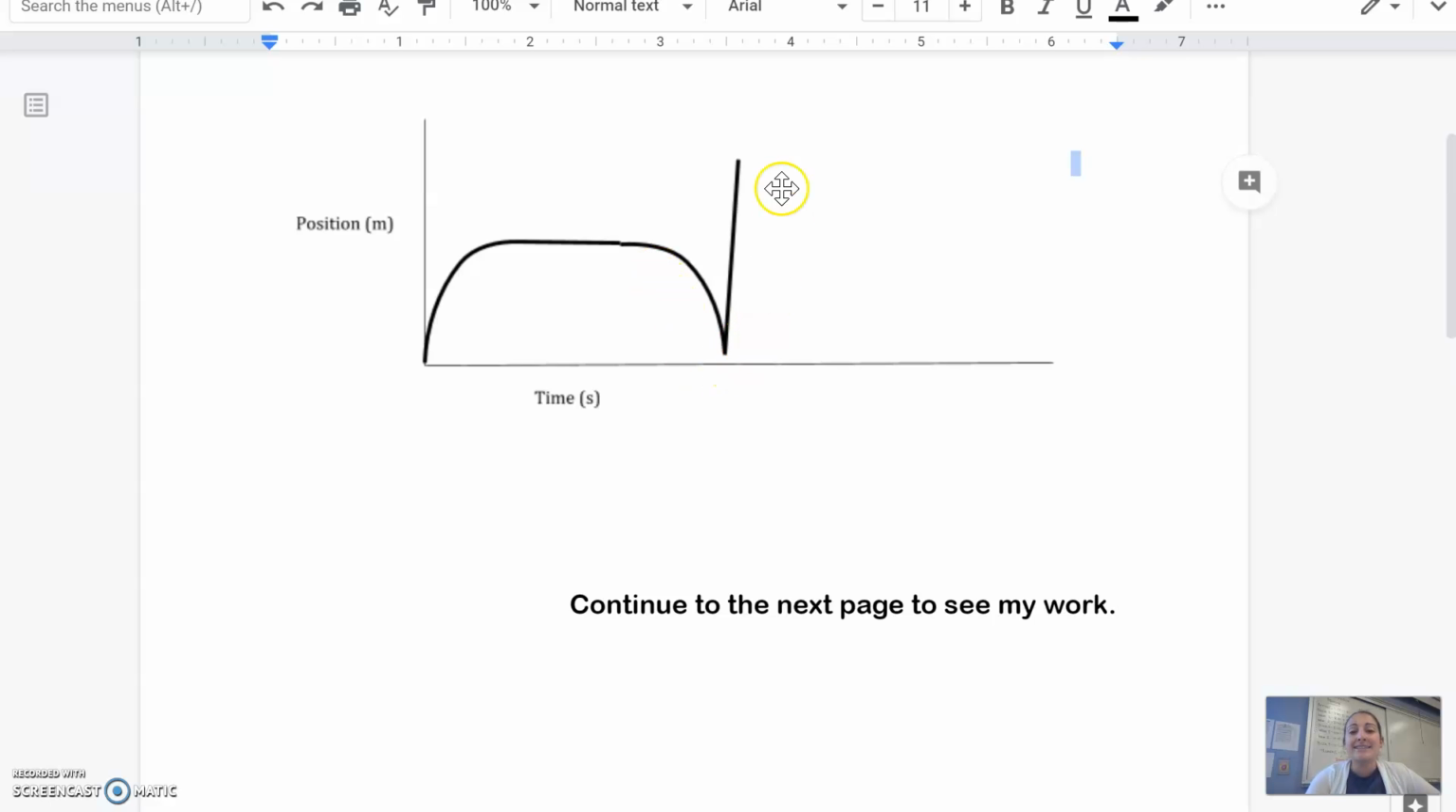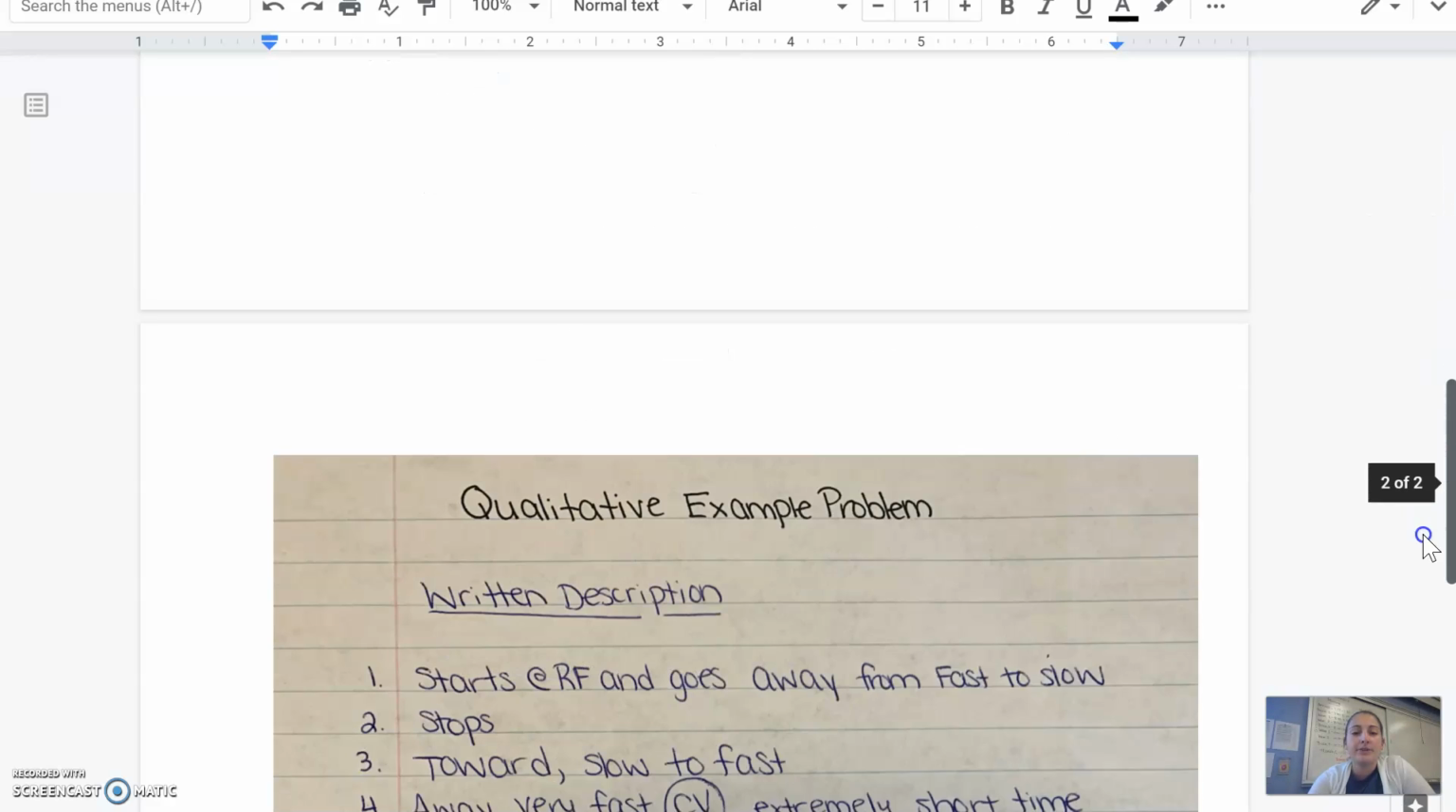And then this last section, well, that's just Unit 2. Unit 2 doesn't go away because now the object speeds away from the reference point, going at a very, very, very fast constant velocity. You do have to mention that it is constant. So that's what you'll see when we go down to my work here.